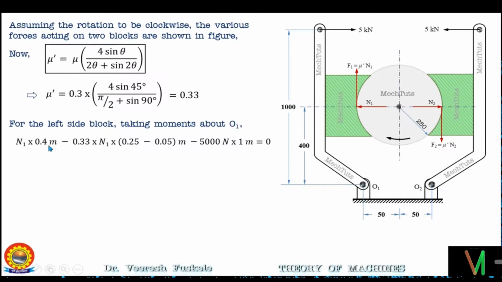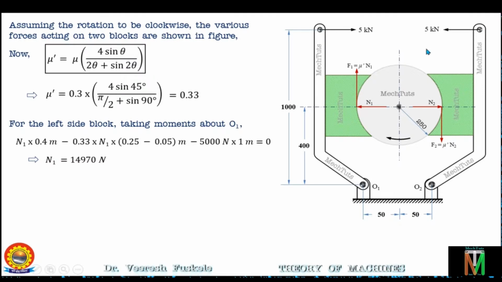So N1 into 0.4 meter minus F1. F1 is nothing but mu dash N1, so mu dash is 0.33, and N1 into the distance. We have just discussed the distance will be 250 mm minus 50 mm, that is 0.25 meter minus 0.05 meter. And also minus 5 kilonewton is there, so we have converted it to Newton, 5000 Newton into 1 meter. This is 1 meter. So from here we can calculate the value of N1. So N1 we have calculated as 14970 Newton.